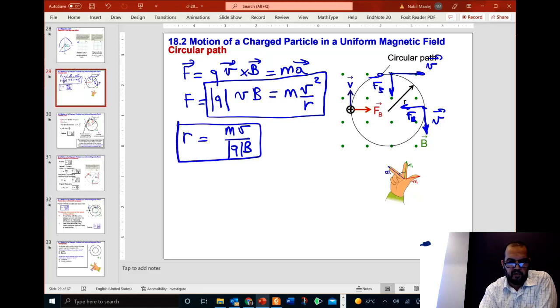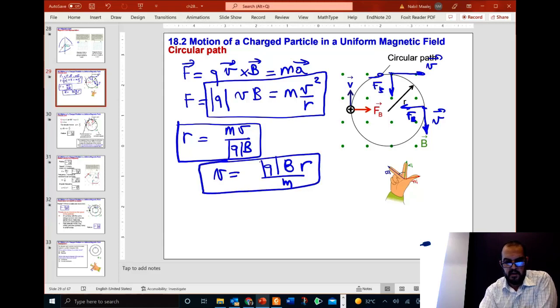Second, I can solve for V. Notice we have V squared here and V, so we can write V is equal to Q times B times R divided by M. Second equation.